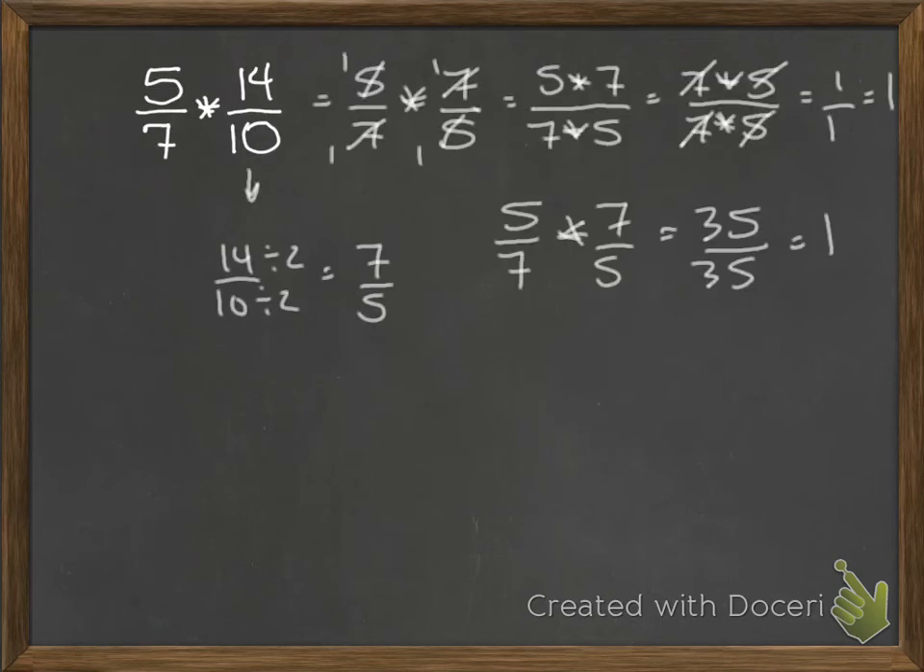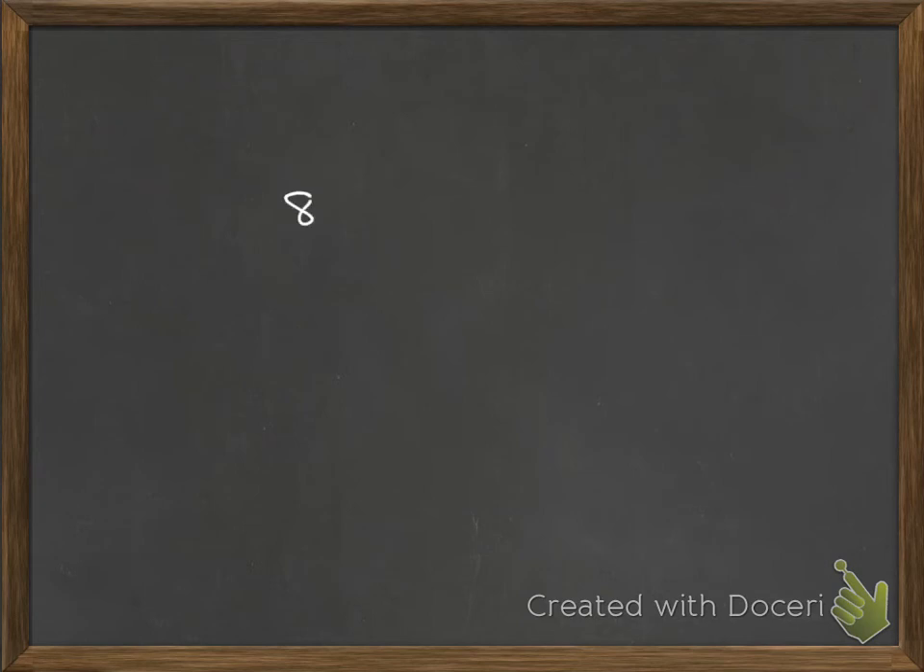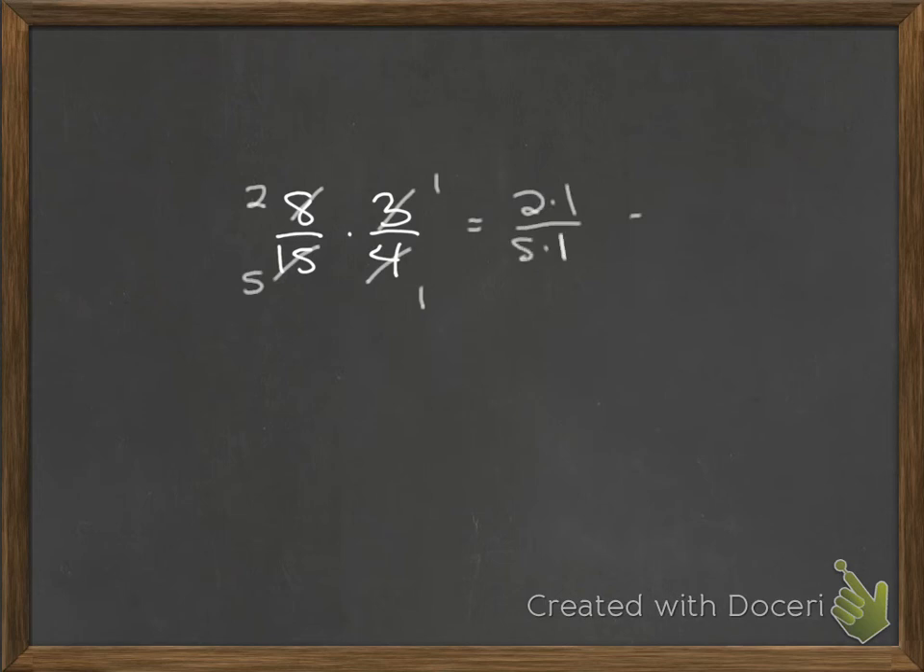What if we do the problem 8 over 15 times 3 over 4? Okay, so 8 over 15 cannot be reduced. 3 over 4 cannot be reduced. However, let's look at 8 and 4. 8 over 4 reduces to 2 over 1. How about 3 and 15? Well, 3 goes into 15 5 times. So this becomes 2 times 1 over 5 times 1, which is just 2 over 5.